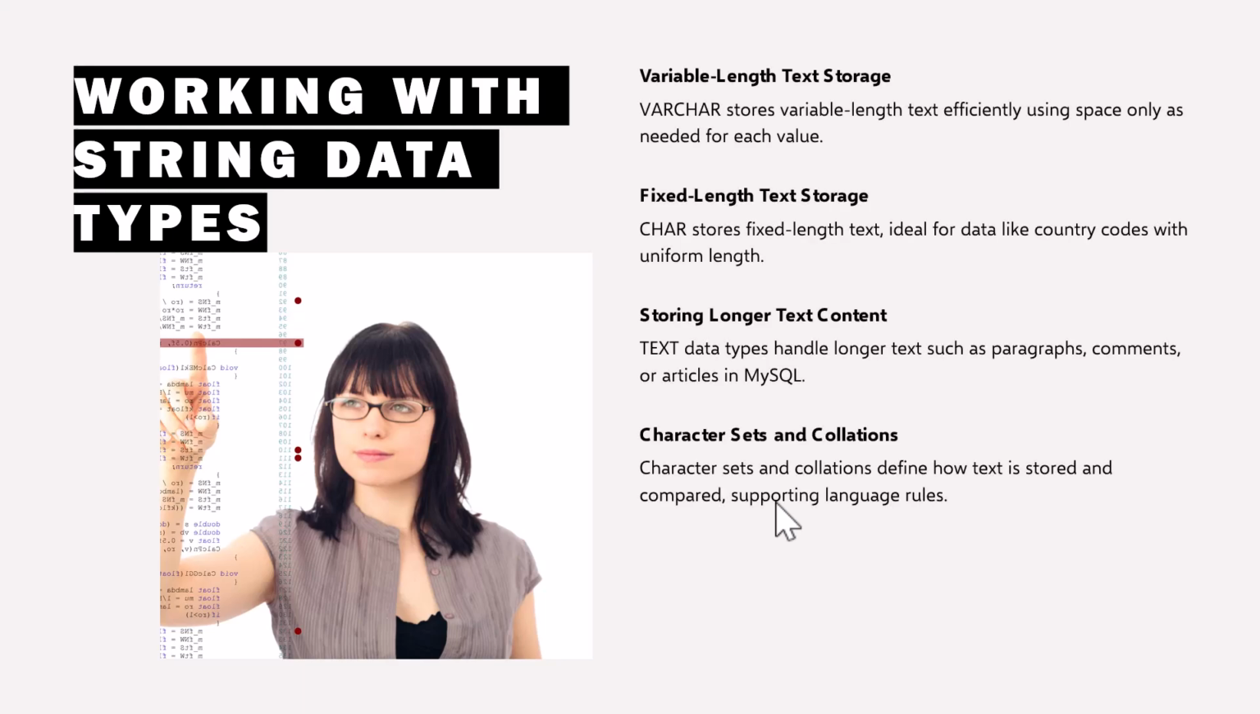We have also variable length text storage, which is VARCHAR, and we have fixed length text storage, which is CHAR, to store fixed length text, and we have TEXT to store longer text content such as paragraph, comment, or articles in MySQL. Character set and collation define how text is stored and compared, supporting language rules.